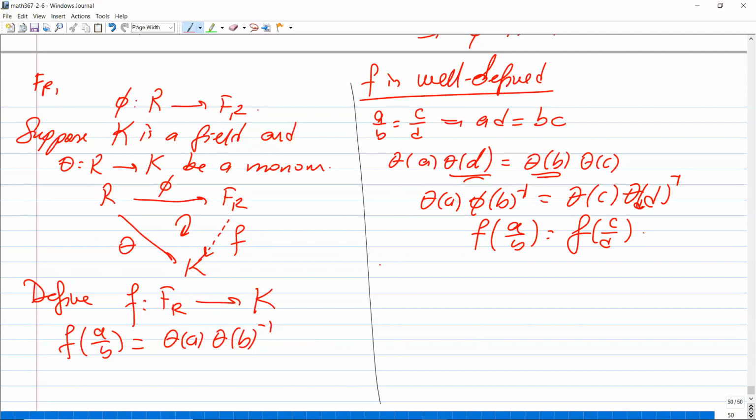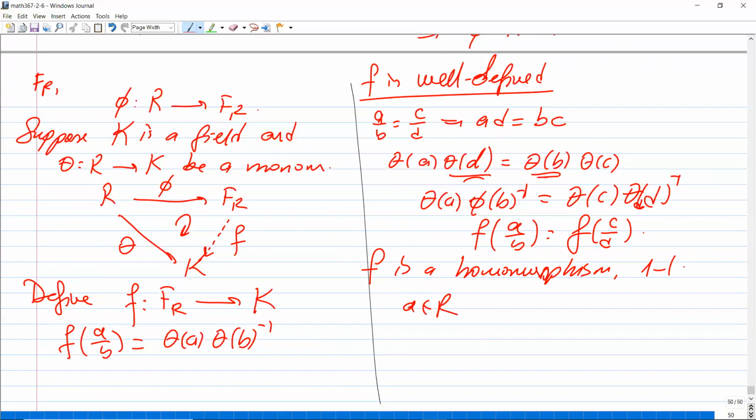There are three things to check. F is a homomorphism, and it's also one-to-one. I will skip that part.